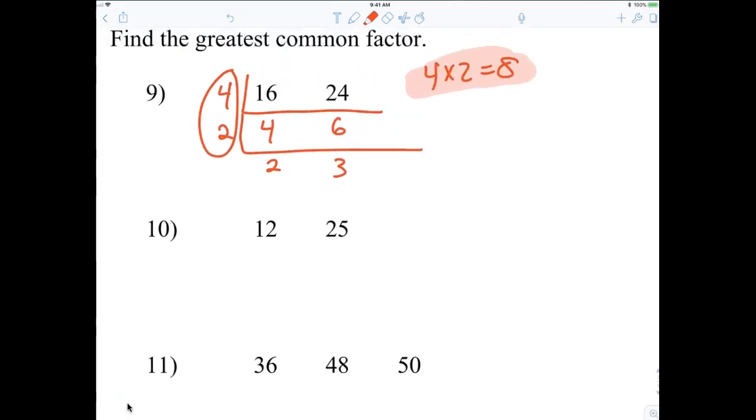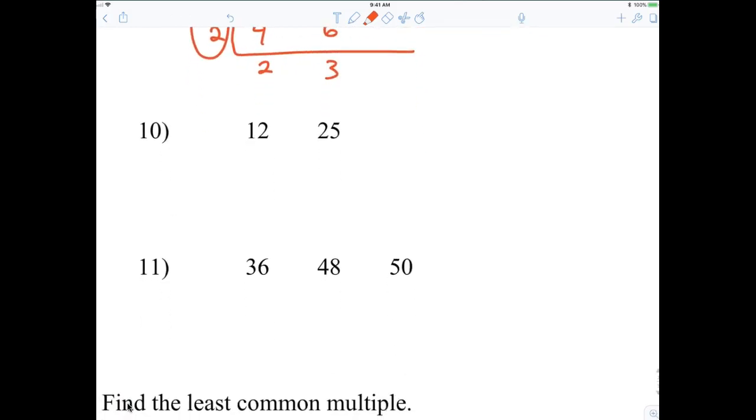Gavin, what's up with you? Okay. Wait, so the answer is 8. Yeah. What about 12 and 25? What we call... Okay, so do they go into 12 and 25? Very good. Right, relatively prime.